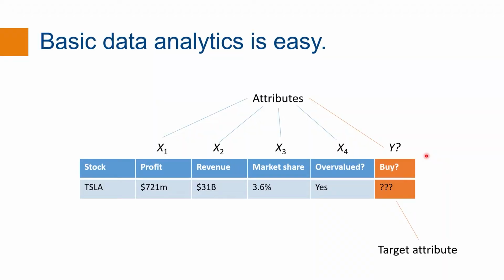I've been teaching data science for 5 years, so the most basic form of data science looks like this. You have a big table. In this example, we are in the financial market setting. Each row corresponds to one stock, and each column corresponds to one attribute of this stock. There's also one attribute that we are trying to predict. This is called the target attribute.